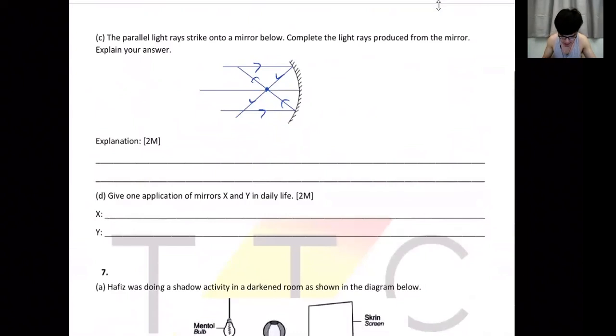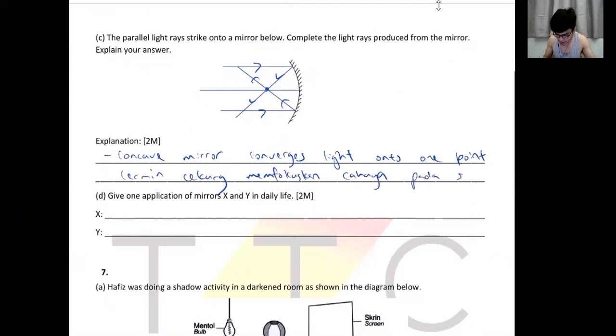All right, so explanation. What to explain here? So you can say the concave mirror converges. Converge means to focus. Converges light onto one point. Okay, cermin cekung memfokuskan cahaya pada satu titik. Okay, focus on one point.